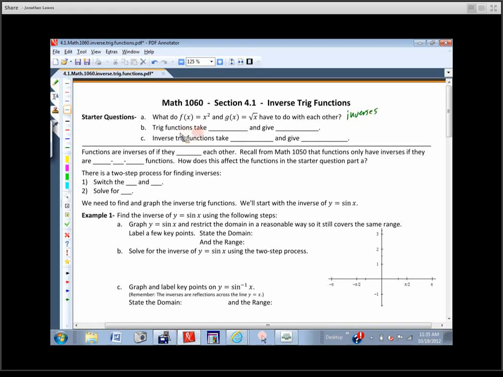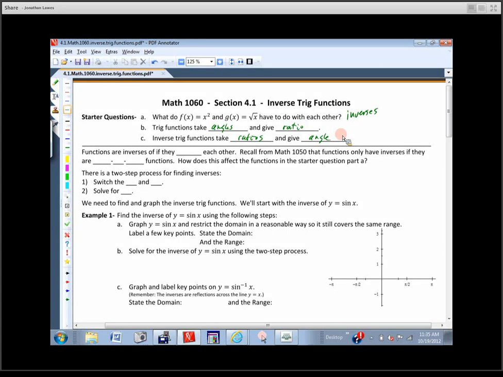Let's see, trig functions, so we learned this in chapter 1. Trig functions take what? Angles and give ratios in return. So we put in an angle that tells us what the ratio of those particular sides are. Inverse trig functions, they do the opposite, right? So they're going to take ratios. We're going to put a ratio in there, and it's going to give us an angle in return.